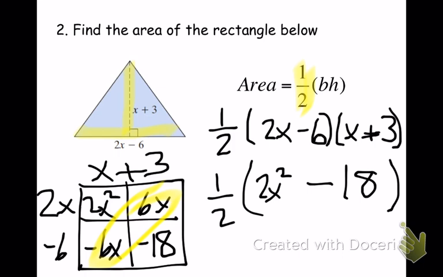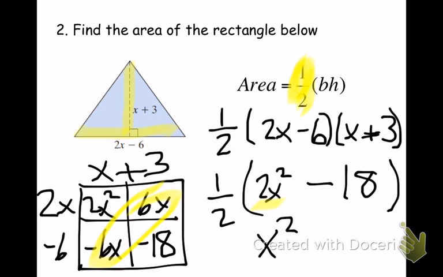Now that I've multiplied the base times the height, now I'm going to do half of it. Remember, area of a triangle is half base times height, so I'm going to take half of each of the two terms. So if I take the 2x here and divide it by 2, half of 2 is 1, so it's just going to be x squared. If you want to put that 1, that's fine. You don't have to put the 1. It's the same thing without it.